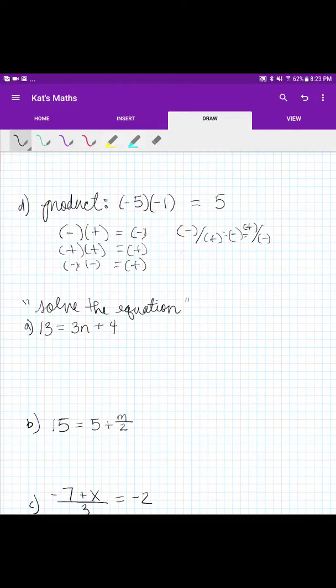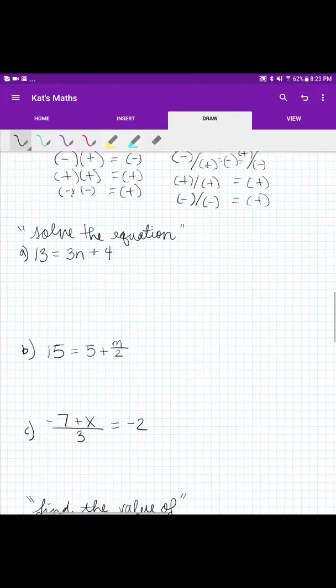And then you could do a positive divided by positive, which is just positive. And you can do a negative divided by a negative, which again is just positive. So there's the rules for those in case you weren't sure about those. You can refer to that.